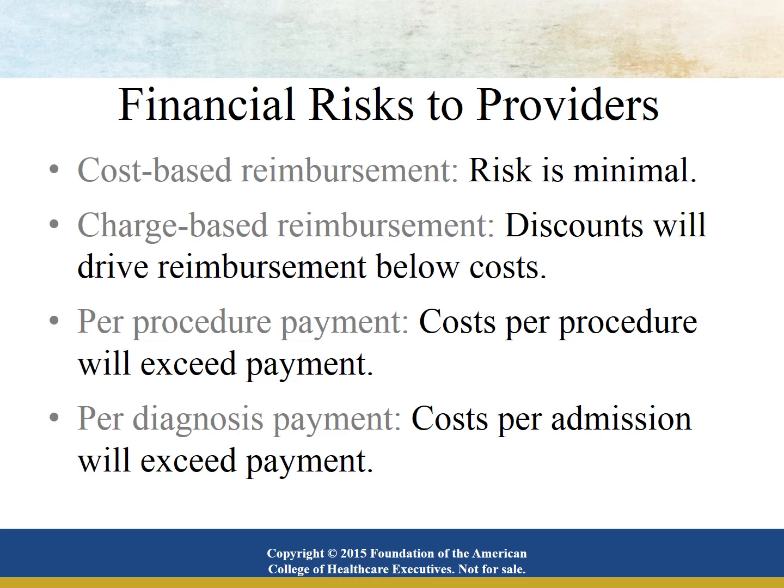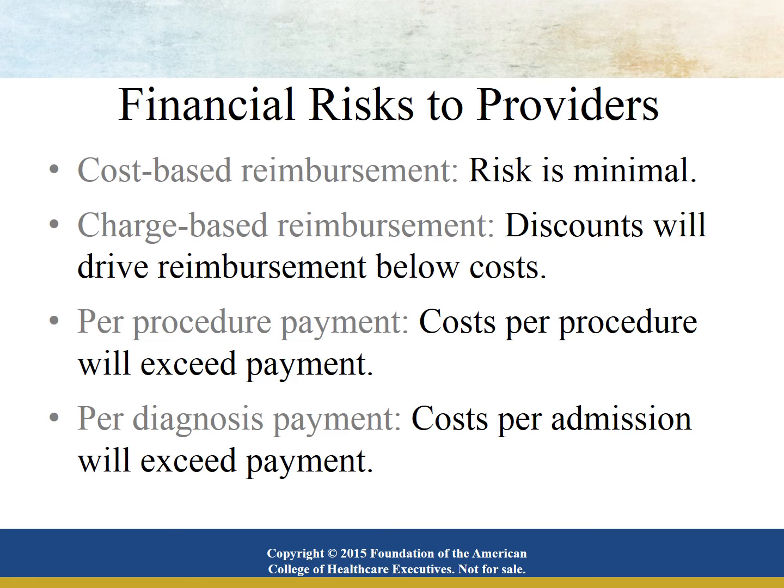Charge-based reimbursements, discounts drive reimbursement below cost. So if you're giving too high of discounts, your reimbursement is below cost. If our costs, the example I gave you in Jacksonville, were 25% of what we collected, we would be upside down. Per procedure payment, cost per procedure will exceed payment. So in other words, if we get $1,000 for an endoscopy, but our cost is $1,200, then we've lost that bet, and we lose $200 per.